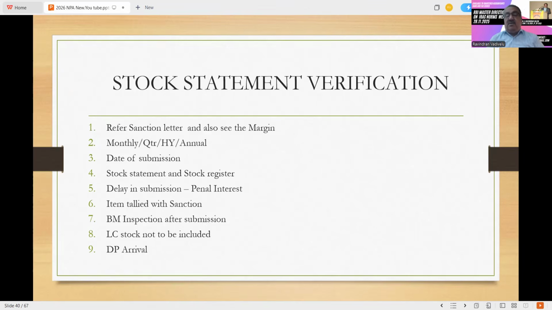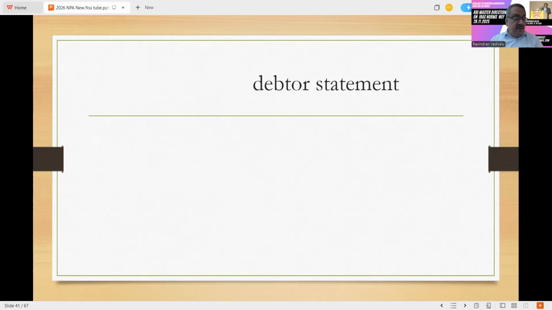Then branch manager has to go for the inspection after they receive the stock statement submitted. Then here LC stock should not be considered in the stock statement, because LC stock, the property is owned by the supplier of the goods. If they supply under LC, the ownership lies with the supplier itself. So LC stock should not be included, and drawing power has to be arrived at accordingly.